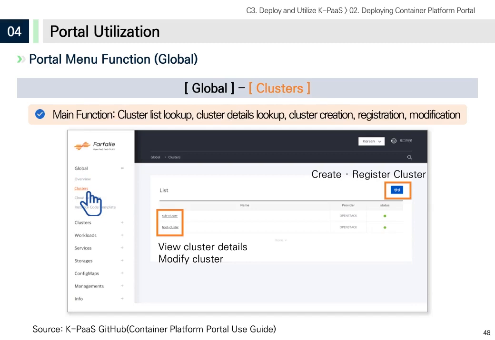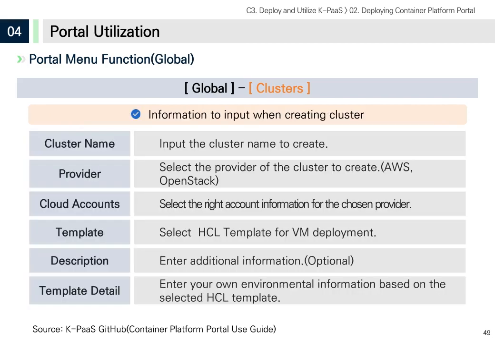The Clusters page allows you to view a list of clusters, view details about each cluster, or create, register, and modify clusters. On the right side of the screen, you'll see the Create button where you can create and register a cluster. Let's learn the process of creating a cluster. When you create a cluster, you need to enter the following information. After entering all 6 fields, click the Save button to configure the cluster environment.